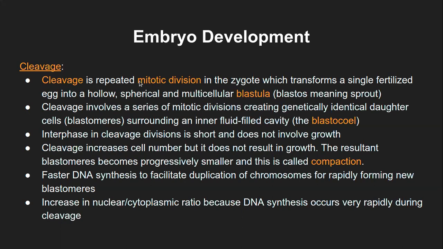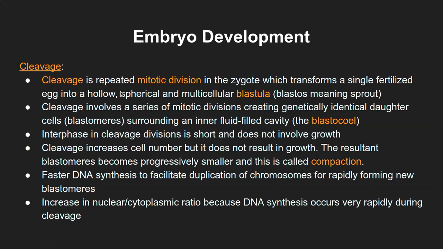So from the zygote to blastula, that particular repeated mitotic division is called cleavage. Cleavage, by simple English translation, means breaking, right? So this one zygote cell will be broken, in the sense not literally broken, but it will divide into several such similar zygote cells, and it will form a blastula. The word blastula comes from blastos, which means sprout. Now the cleavage involves a series of mitotic divisions, creating genetically identical daughter cells.